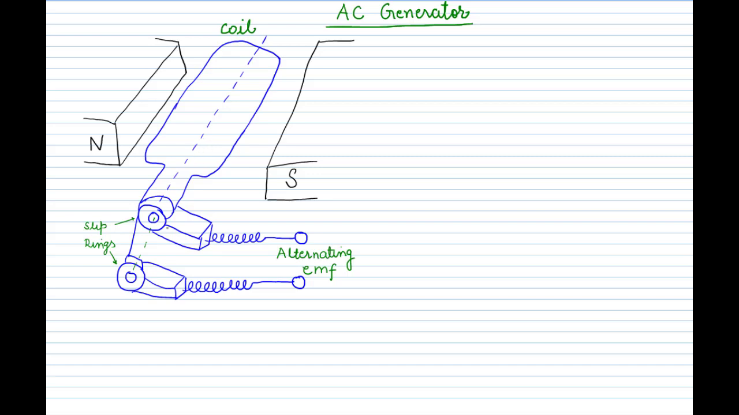This coil is connected to the external circuit, as you can see here. Here we have some external circuit. There are slip rings and there are carbon brushes. This coil is generally called the armature. Do not get confused with the word, because coil and armature are one and the same thing. So we are now done with the construction.